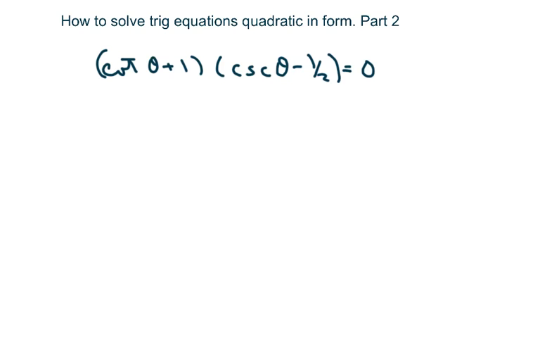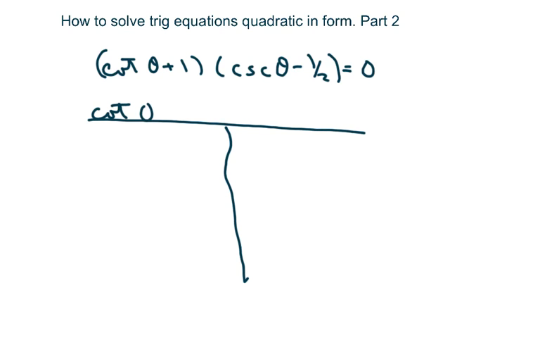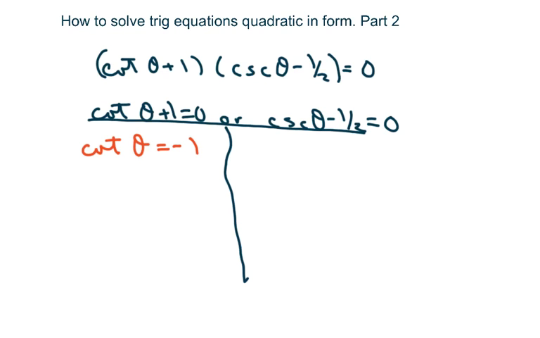Hi everyone, this is part 2 of solving trig equations quadratic in form, and this one is already broken out for you, so all we're going to do is split this up and set cotan of theta plus 1 equal to 0, or cosecant of theta minus 1/2 equals 0. Therefore, for the left side, we get cotan of theta equals -1, and we have cosecant of theta equals 1/2.